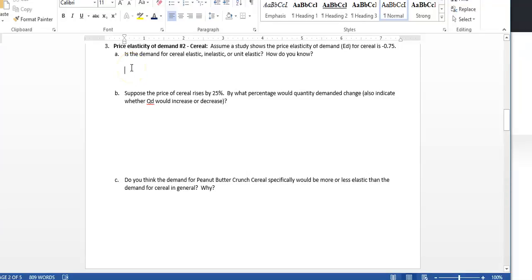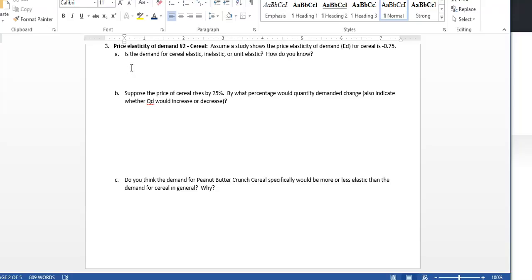All right, next up, video 3 is the price elasticity of demand, number 2, cereal. Okay, so first part assumes the study shows price elasticity of demand for cereals is negative 0.75. So what does that mean? Is demand for cereal elastic or inelastic?